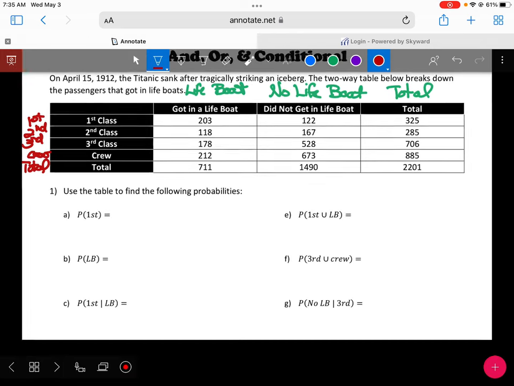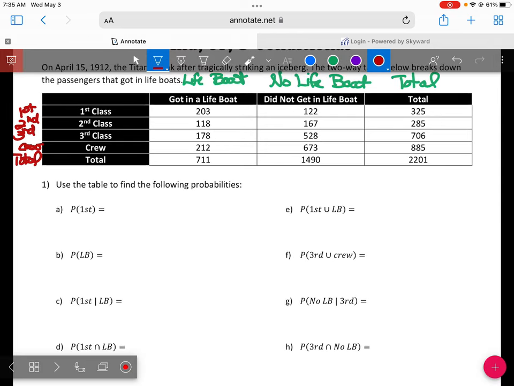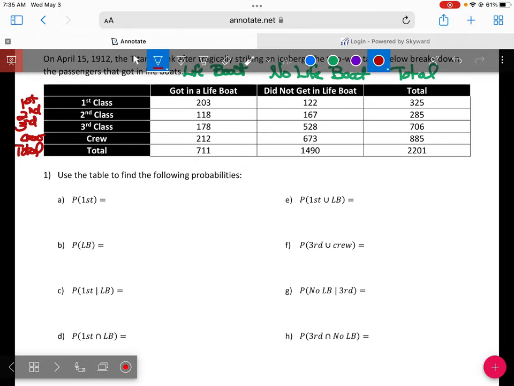All right. So we are doing all kinds of different probabilities looking at this two-way table. Okay. So let's really focus in. Let's put the phones away. Let's make sure we're listening and participating.